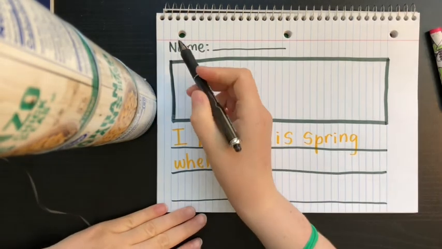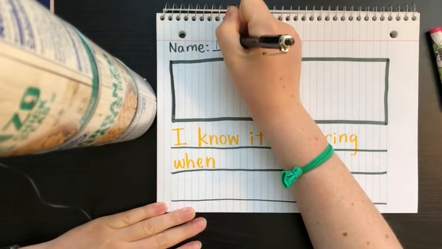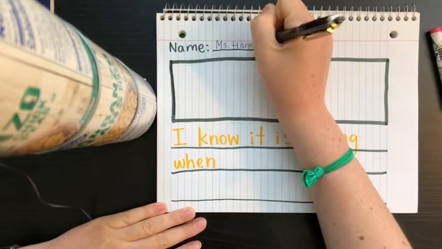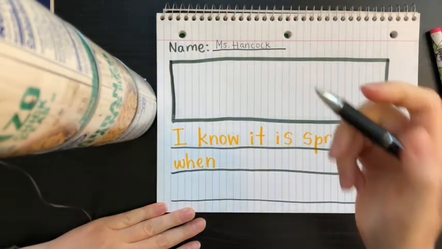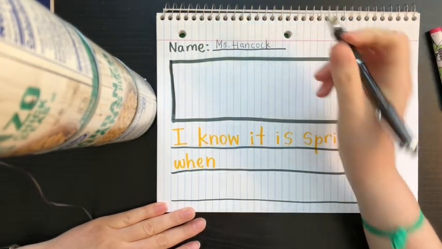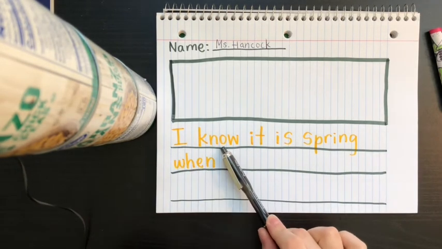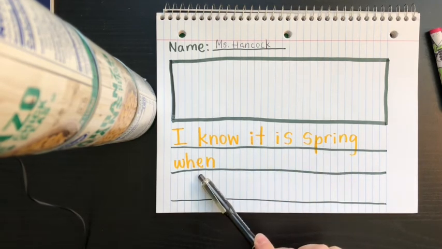Right at the top, it says name. So you're going to put your name. All right, Miss Hancock. Always put your name first. And then you need to finish the sentence. So it says, I know it is spring when.